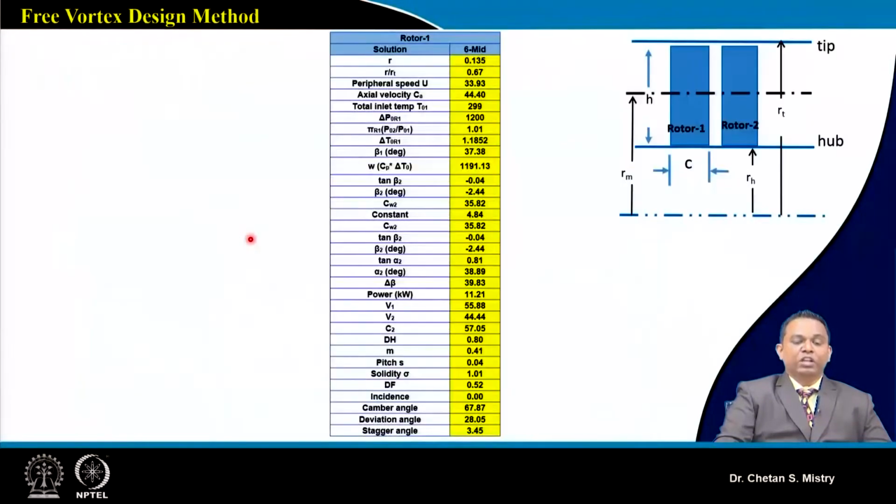So this is what we have already done: the calculation at the midsection for rotor 1. Here we have taken our pressure rise as 1200 Pascal. So we will use this free vortex design concept for 1200 Pascal for rotor 1 and 800 Pascal for rotor 2. We have done our calculation for the constant. For free vortex, we take CW at the midsection and the radius at the midsection. The product of that comes out to be constant, and we calculate it as 4.84.